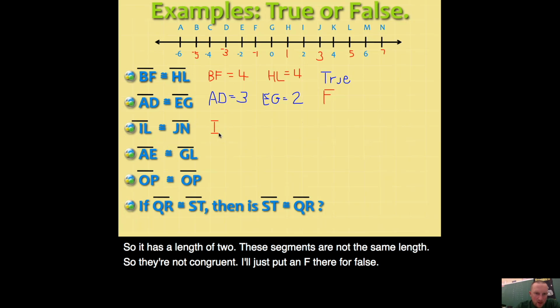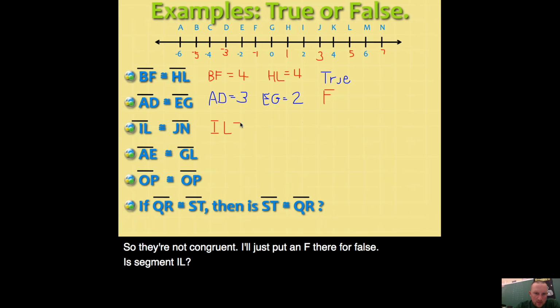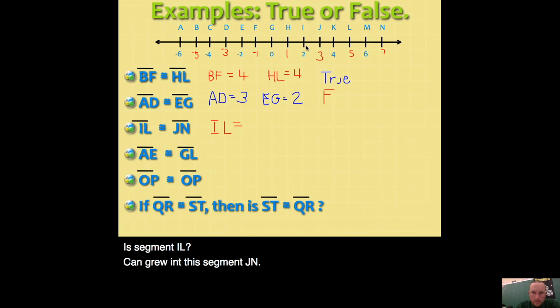Is segment IL congruent to segment JN? Segment IL has a length of 3. Segment JN has a length of 4. Those segments are not congruent because their lengths are not equal.